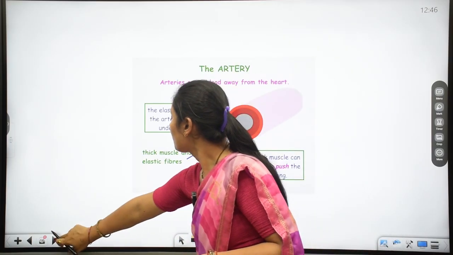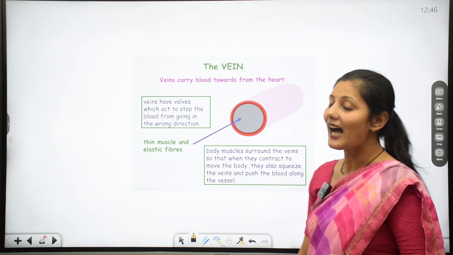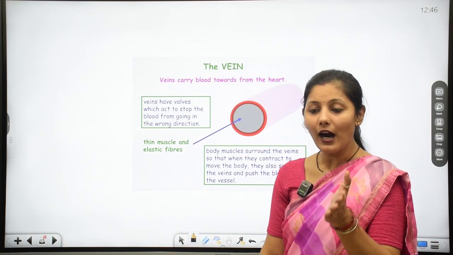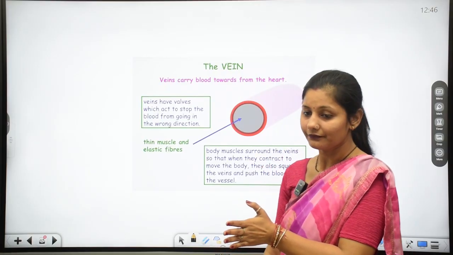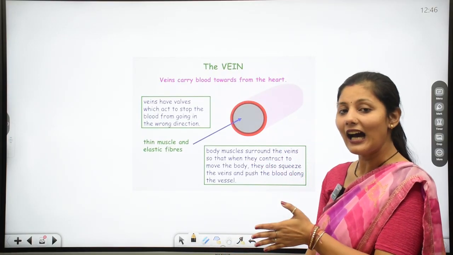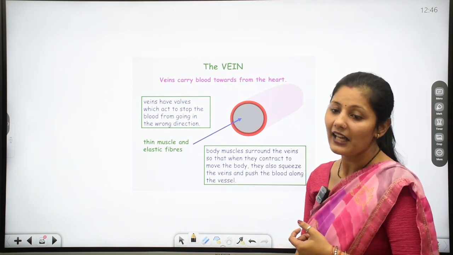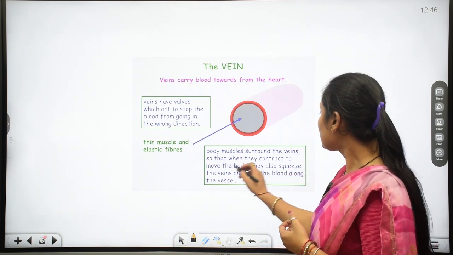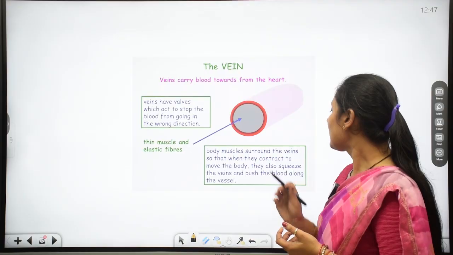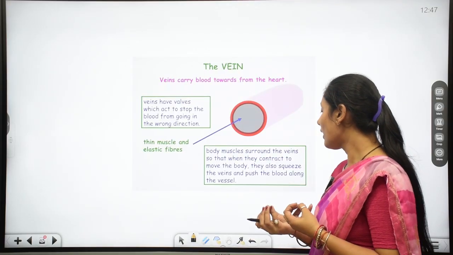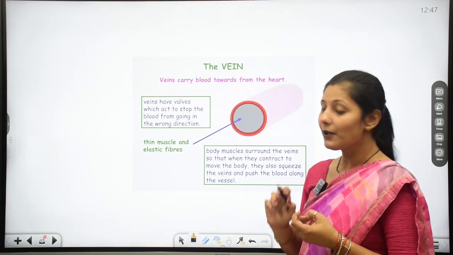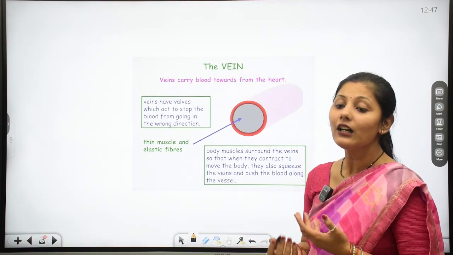And next one is the veins, which are responsible for carrying the blood from body parts towards the heart. They have a thin wall, thin muscles, as well as thin elastic fiber. These muscles surround the vein so that when they contract or move the body, they also squeeze the vein and push the blood along the vessels.